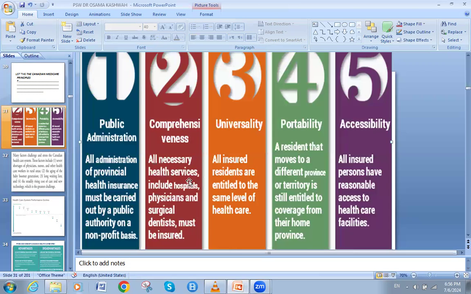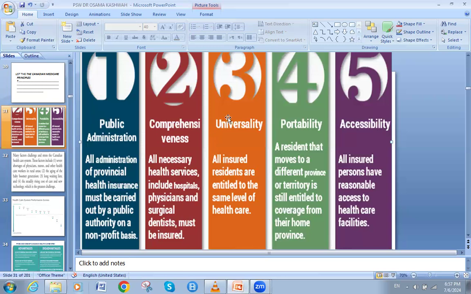Comprehensive: all necessary healthcare services include hospitals, physicians, and so it doesn't go for some exceptions. Comprehensiveness means that it goes for all the healthcare topics or issues. It doesn't exclude anything. For example, you don't pay to get an X-ray. X-ray is free, or MRI is free, and so on. Medications, all the prescriptions are free, and so on. So this is how it works. Doing a surgery in a hospital is free. All the healthcare services are totally free. This is comprehensiveness, and it doesn't cover part of them and charge money for another part.